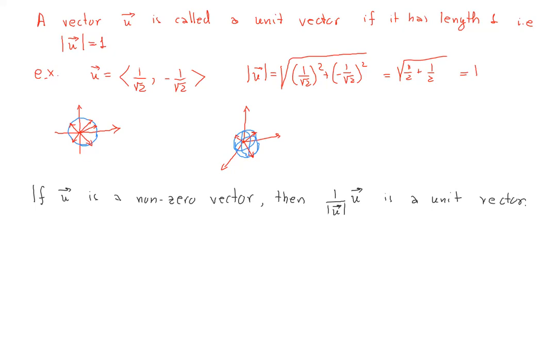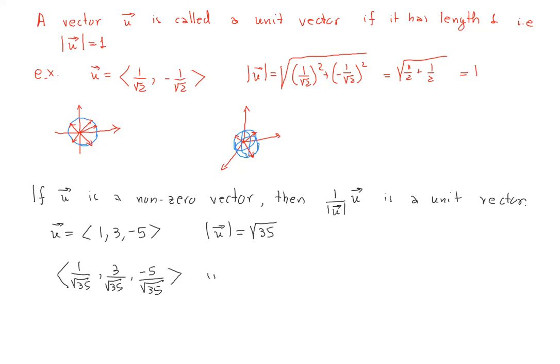Let's do a quick example. If we take U to be 1, 3, -5, well, what is the length of U? The length of U will be square root of 35. How did I find 35? 1 square is 1, 3 square is 9, 1 plus 9 is 10, -5 square is 25, 10 plus 25, that's 35. So the magnitude is square root of 35. And this means that the vector 1 over square root of 35, 3 over square root of 35, and -5 over square root of 35 is a unit vector. So this works marvelously in this case.